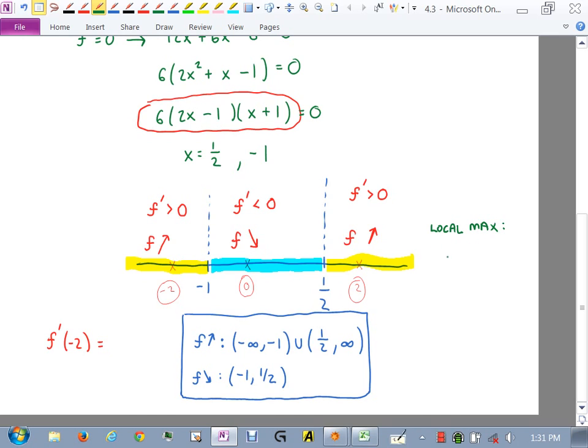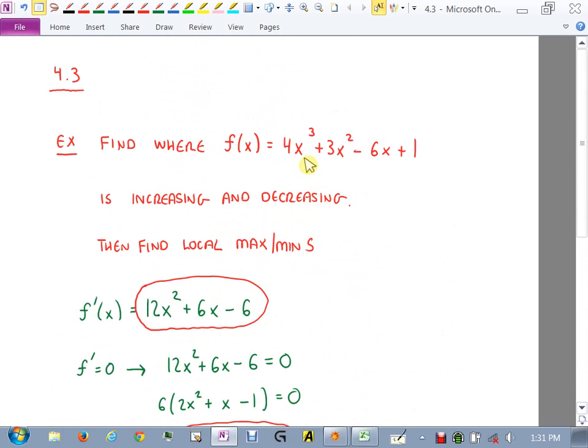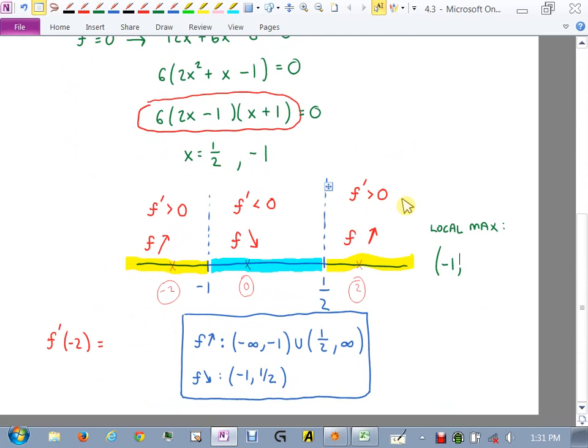The local max is occurring at the point, where is it? -1. -1 is where it's happening, right? The x value. But remember with maxes and mins, I wanted to know what the actual value was. You're going to have to take this -1 and plug it into what? The original. Correct. So plug into the original function -1, and that'll give you exactly where you are. So let's do that quickly. -4 plus 3, -1 plus 6, 5, 6. You should get 6 out of this.